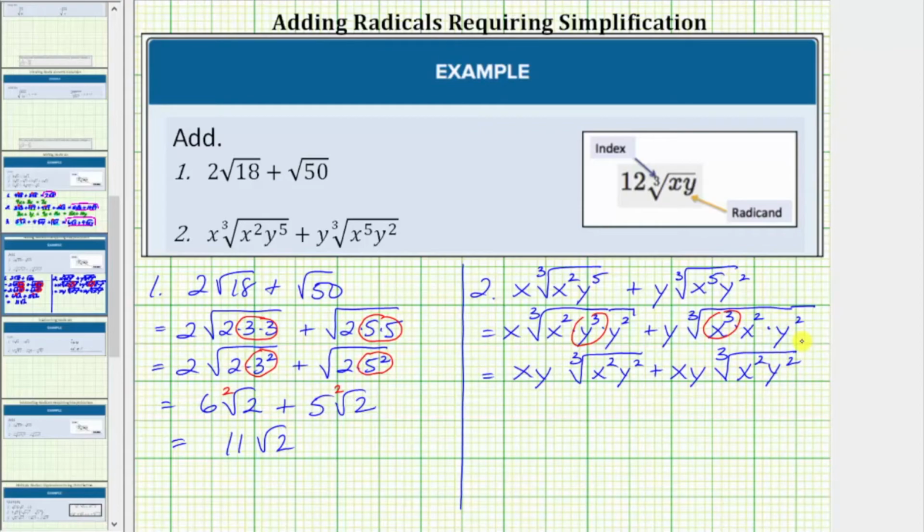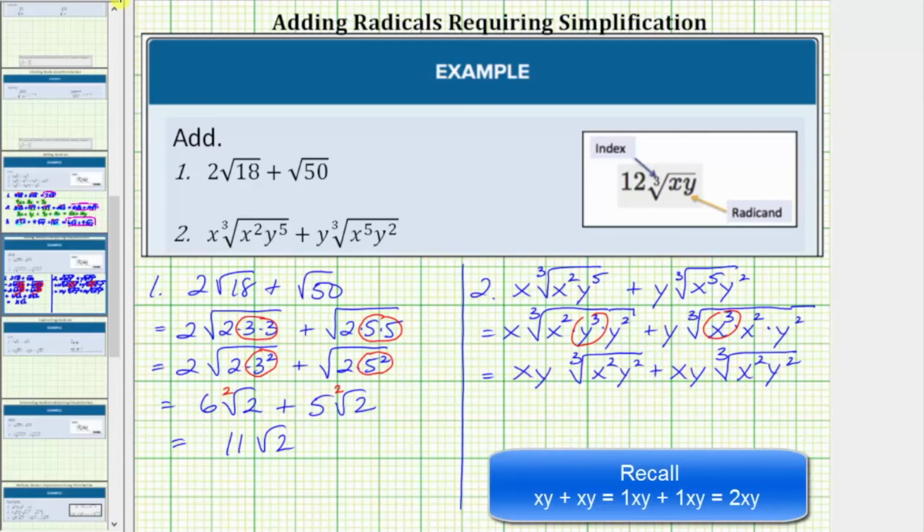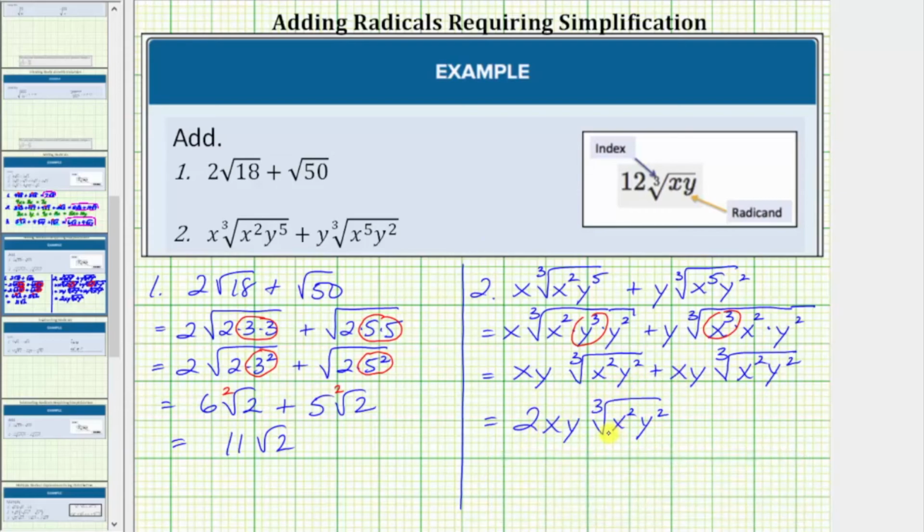Now that we've simplified, notice how we do have 2 like radicals because the radical part is exactly the same, meaning both indexes are equal to 3 and both radicands are x squared y squared. So we can determine the sum. To determine the sum, we add the expressions in front of the cube roots. xy plus xy is equal to 2xy, and therefore the sum is equal to 2xy times the cube root of x squared y squared. So notice how to determine the sum, we added xy and xy to get 2xy, and the radical part, or the cube root of x squared y squared, remained exactly the same.